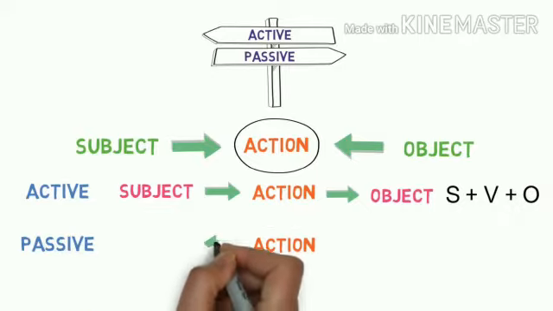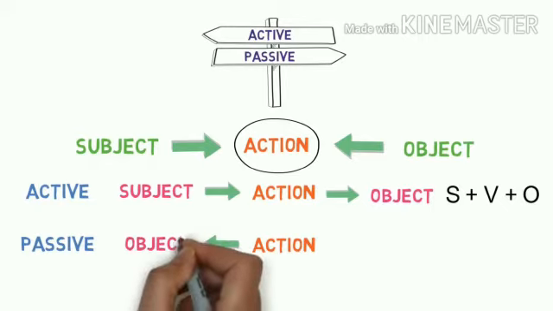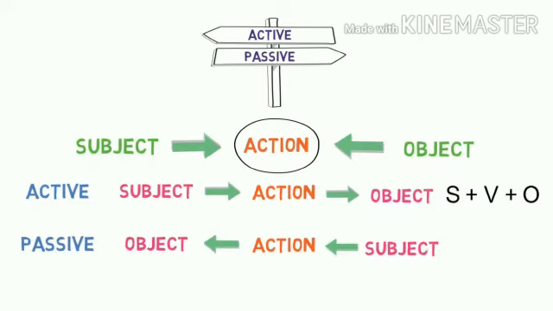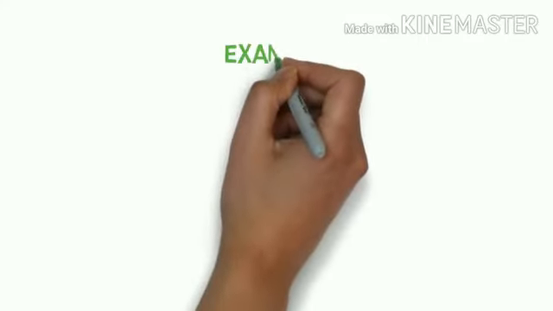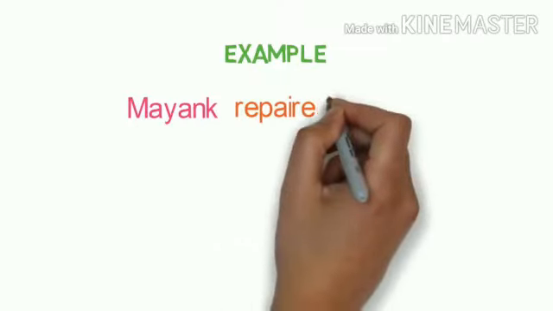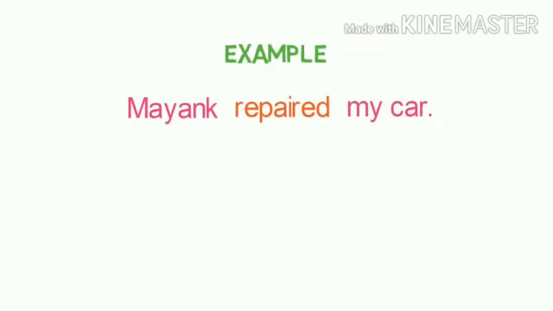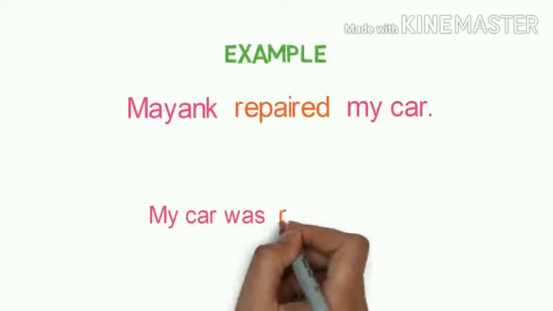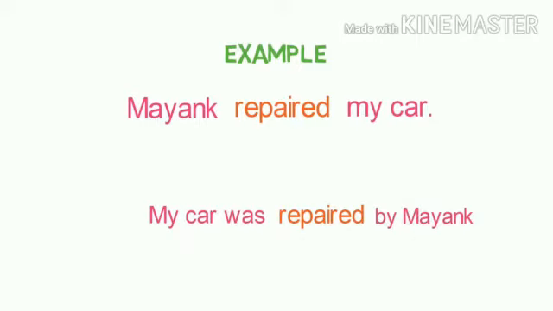Next, passive voice. An action is performed on the object by the subject. The sentence pattern here is object plus helping verb plus V3 form of verb, that is participle, plus the preposition by and subject. Let us see an example to make it clear. Mayank repaired my car. It can be converted into passive as: my car was repaired by Mayank.